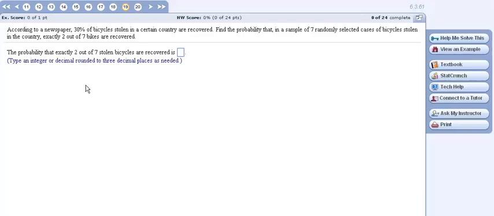Okay, in this example, we're asked to do a binomial problem. It says 30% of bicycles stolen in a certain country are recovered. Find the probability that in a sample of 7, exactly 2 out of the 7 are recovered.